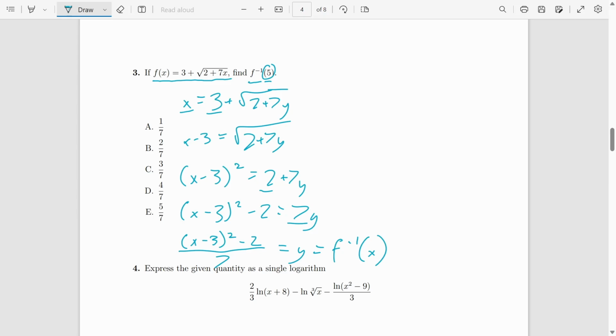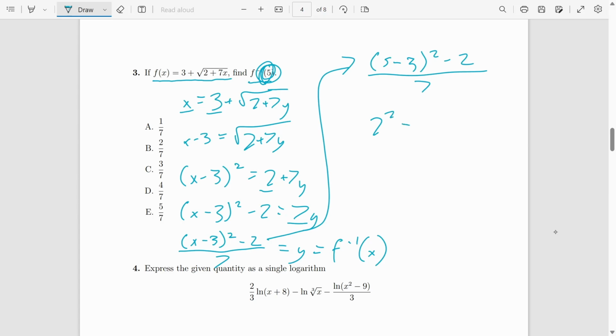And now that we have our inverse, we're just going to plug in the value that it asks us to evaluate it at, which is 5. So let's take this, move it up here, and plug in 5 for x. So this is now ((5 minus 3) squared minus 2) all over 7. 5 minus 3 is 2, squared minus 2 all over 7. 2 squared is 4. 4 minus 2 is 2. So this is equal to 2 over 7. There we go. That is the inverse evaluated at x equals 5.